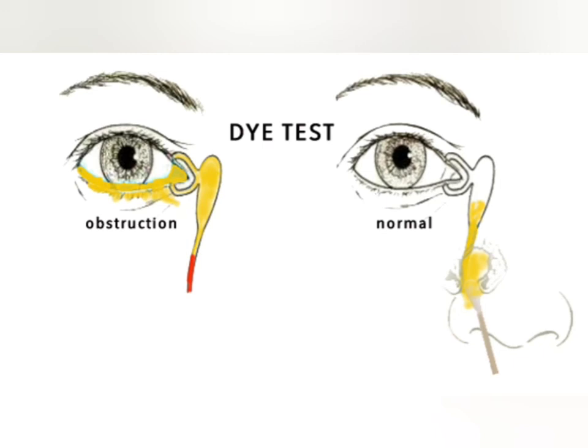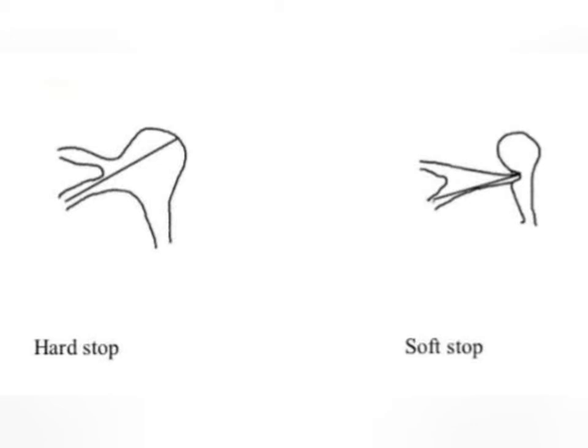And in the Jones 2 test, fluorescent dye is instilled directly to the canaliculi area, and then the earbud is put inside the nose to test if any fluorescent dye is coming. That is the secondary test. Okay, and another thing is the probing test. So probing test is done with the help of a probe.